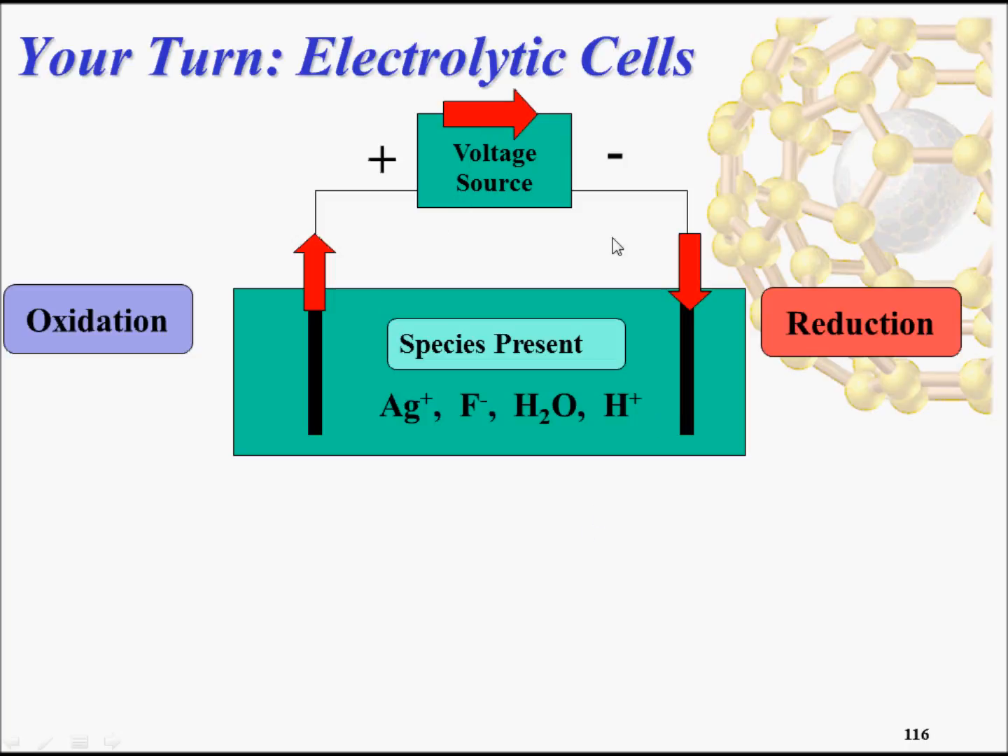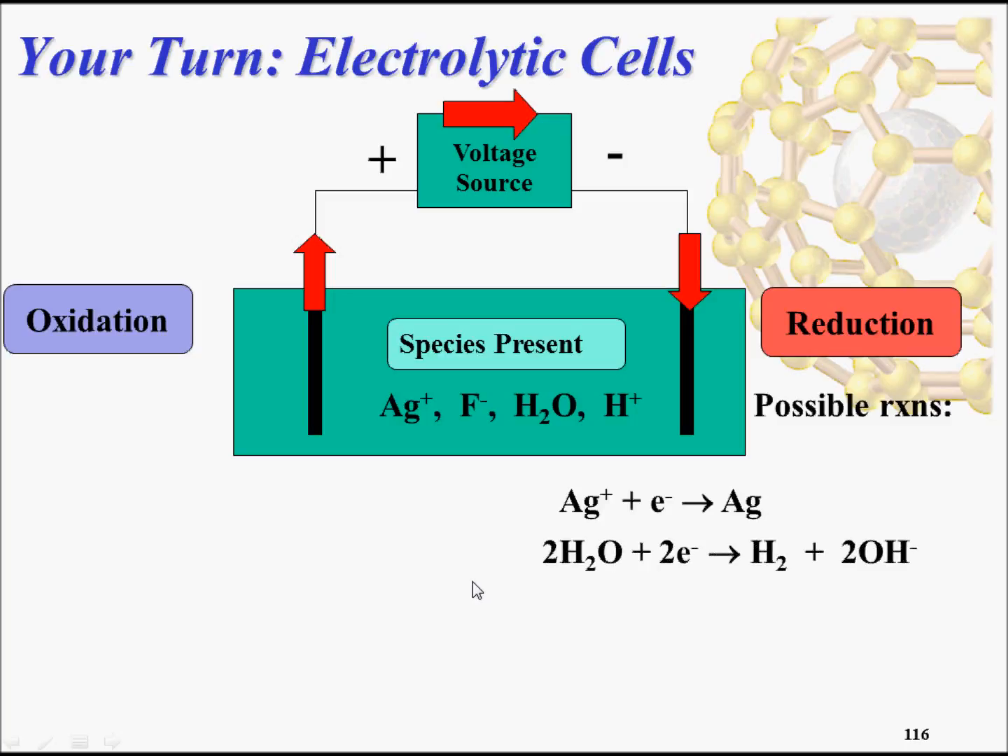Okay, again, looking at the direction of the flow, we know we'll have reduction happening on the right side and oxidation happening on the left. So let's figure out what our possibilities are. Who could possibly be reduced? Remember, reduction is gain. Who would want to gain an electron? Well, certainly that silver ion is a good candidate to want to gain an electron. Fluorine, not so much. Water's a possibility. It could gain the electron. But we also have a hydrogen ion, which could possibly want to gain the electron.